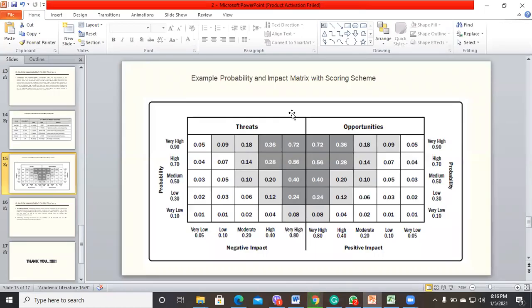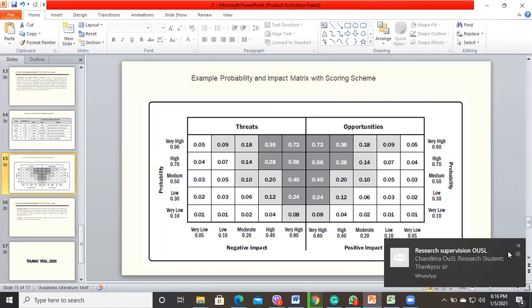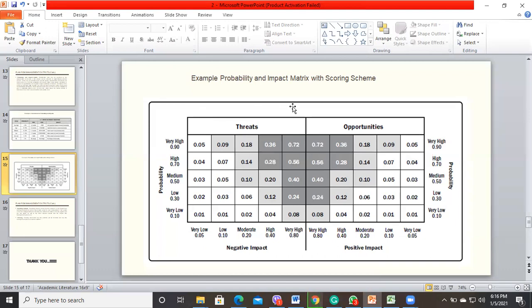Hi students, here we are in the video lecturing session related to project risk management. Today within this session, I am going to discuss how to prepare a probability and impact matrix like this, in case of planning risk management in a project. Here you can see an example of a matrix. In examinations also you may have to do this type of thing.